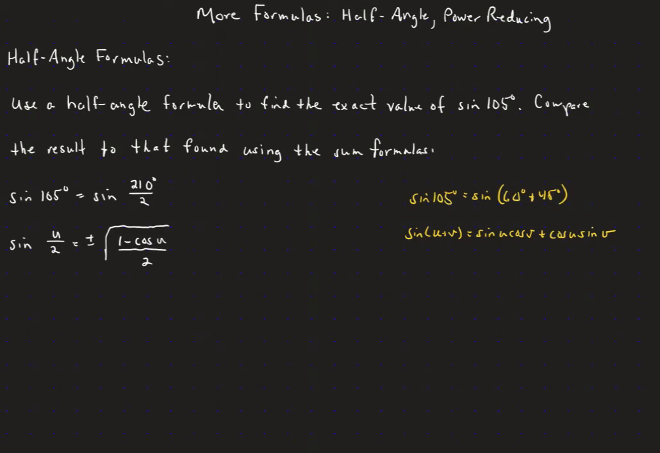In this video, we're going to talk about some of the other formulas that we'll find on that sheet, including two of the more difficult ones, the half angle and power reducing formulas. So first, looking at the half angle formulas, you're going to find those in the middle of your formula sheet on the right hand side.